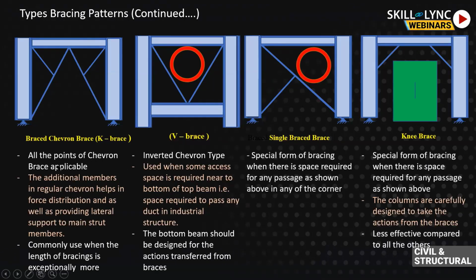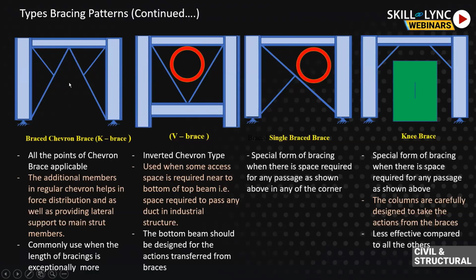All the points of the chevron apply, because obviously it is a modified version of the chevron brace, so the same is applicable. The additional members in a regular chevron help in force distribution. Because this is a connectivity, the lateral load will also pass through this system.